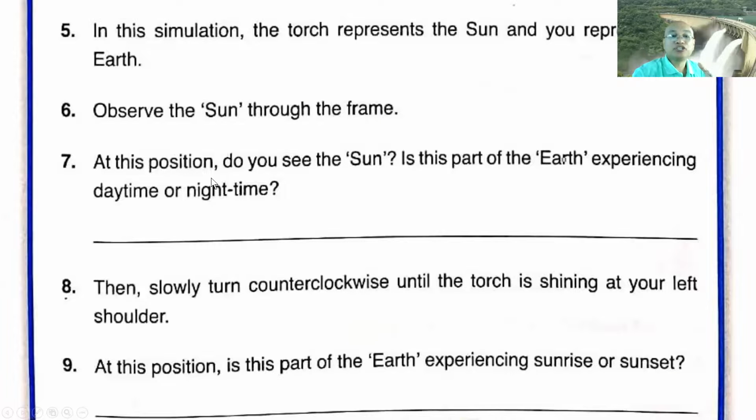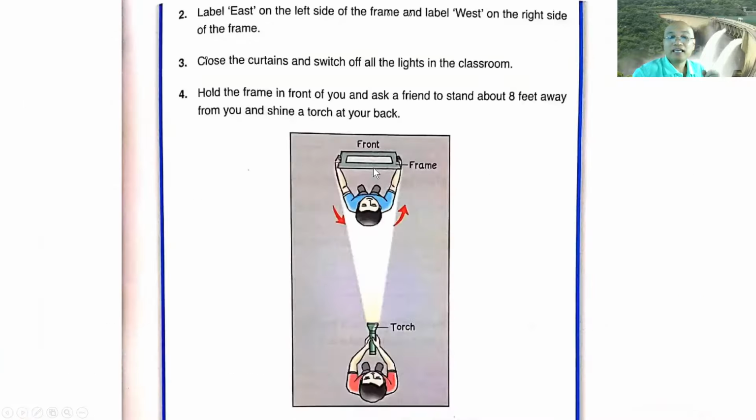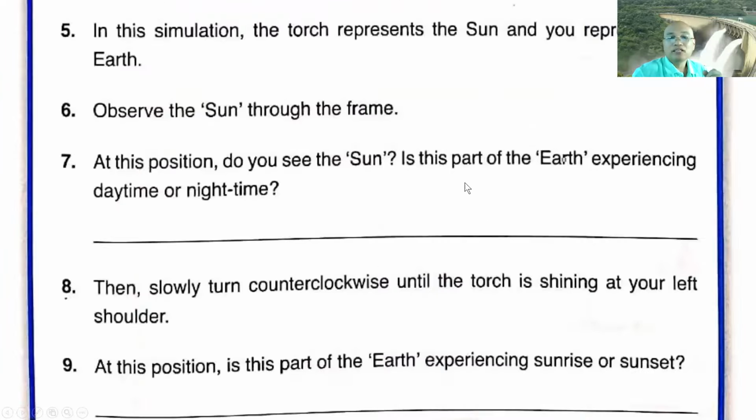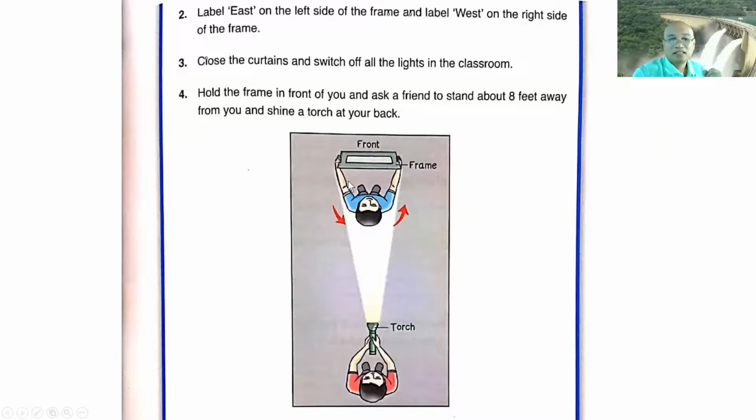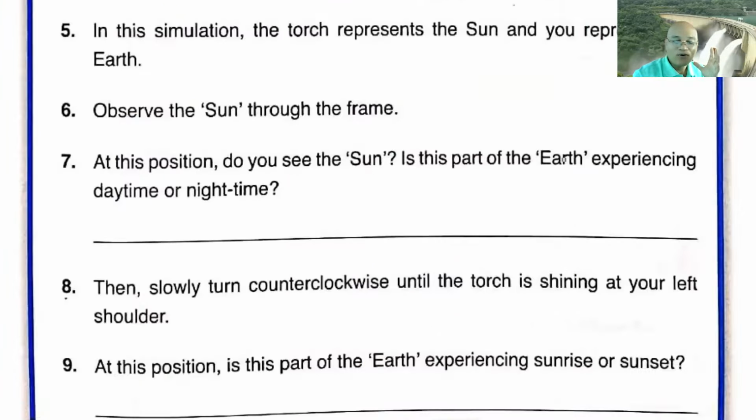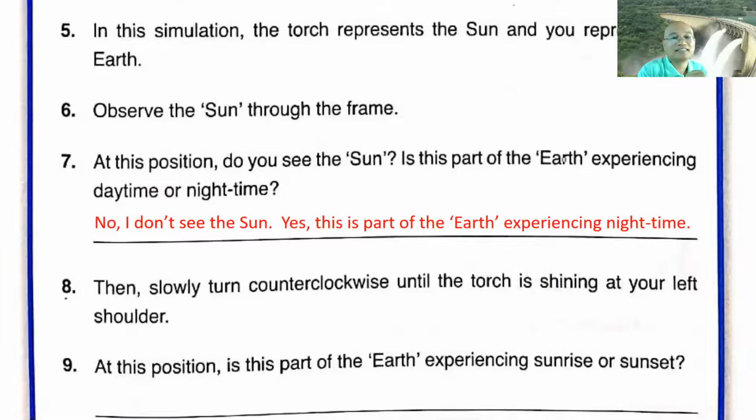At this position, okay? Do you see the sun? You don't see because you're seeing the frame. The sun is behind you. So is this part of the earth experiencing daytime or nighttime? This part of the earth is experiencing what? Of course, the answer is nighttime. So you're right. No, I don't see the sun. That is the answer to the question.